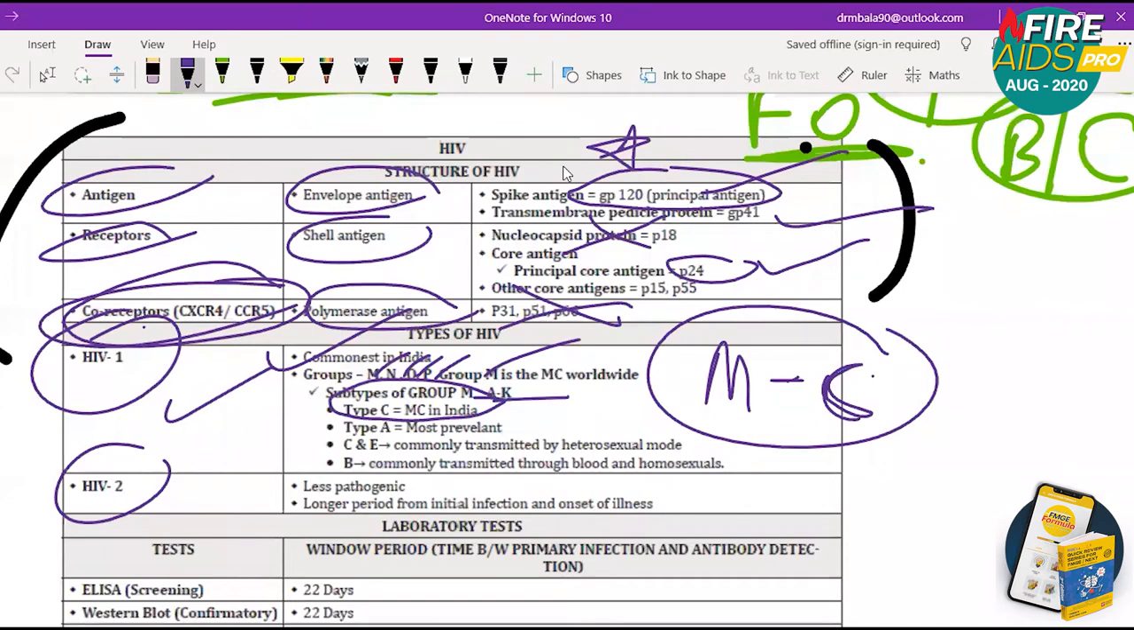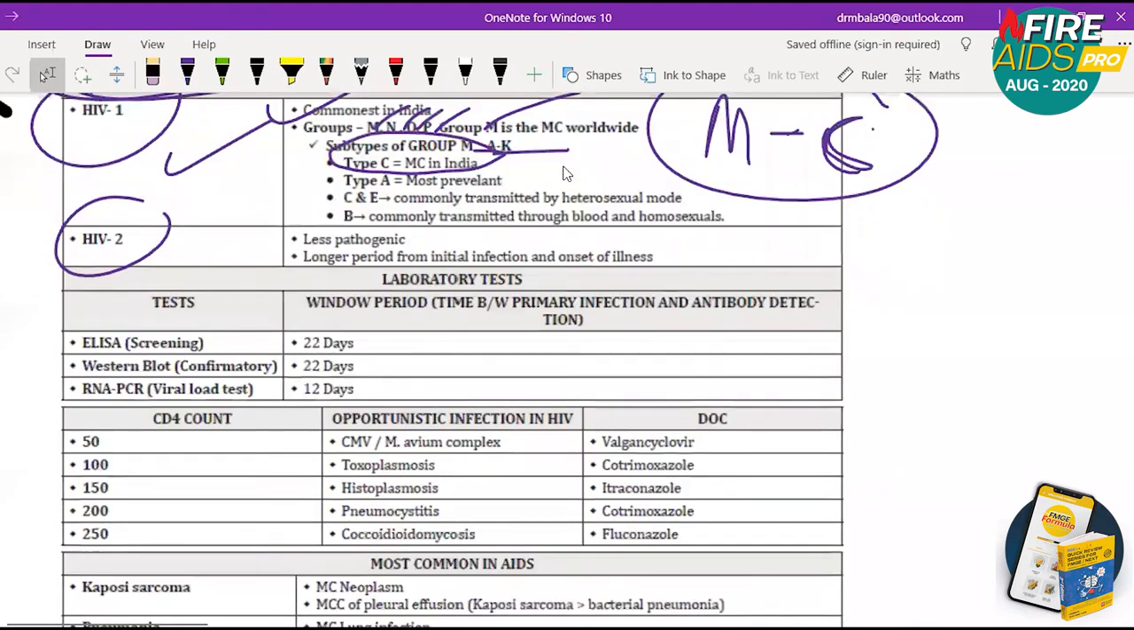Okay. Then, HIV-2 is less pathogenic, so I don't think you'll be getting questions from HIV-2.